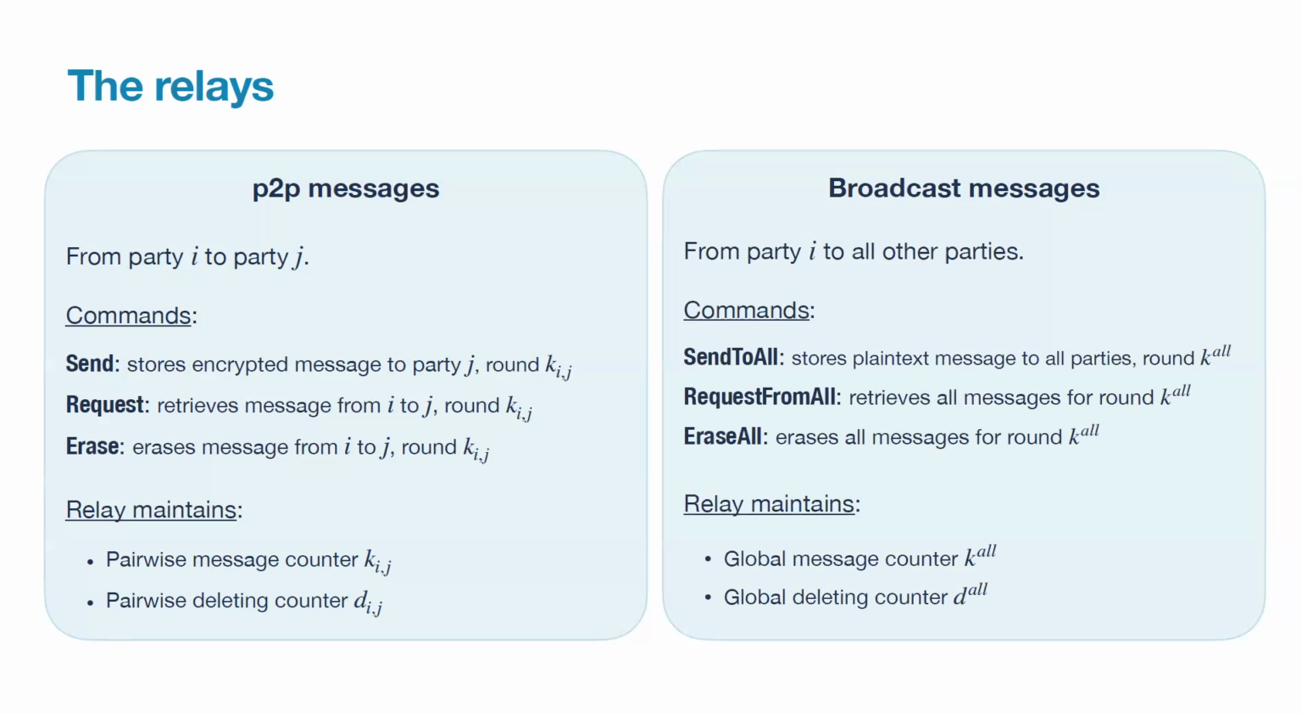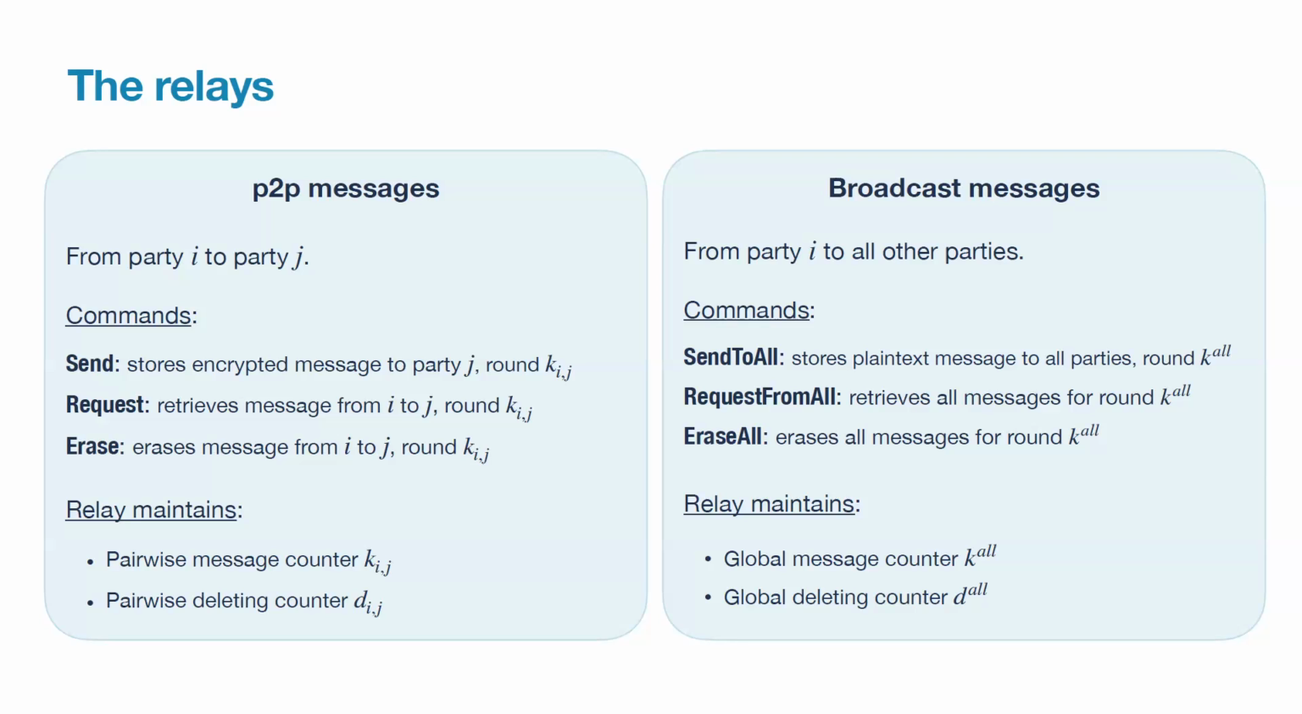Now, broadcast messages are actually almost exactly the same, except that because they are meant for everyone to see, we don't need to encrypt them. But other than that, everything is the same. So while usually broadcast is more expensive than point-to-point communication, here, broadcast is actually slightly cheaper because we don't need to encrypt the messages. And this will be quite useful later on when we want to do multiplication protocols.